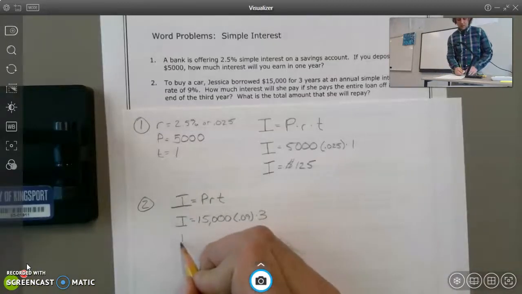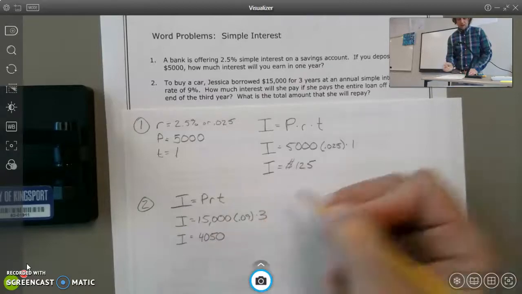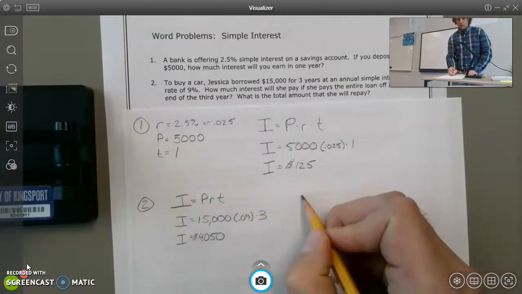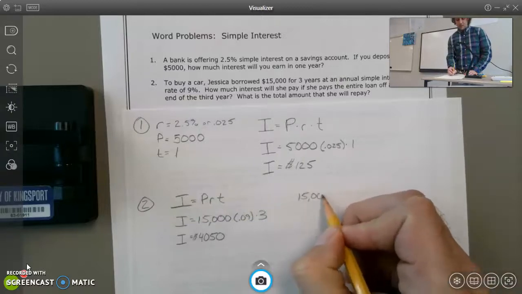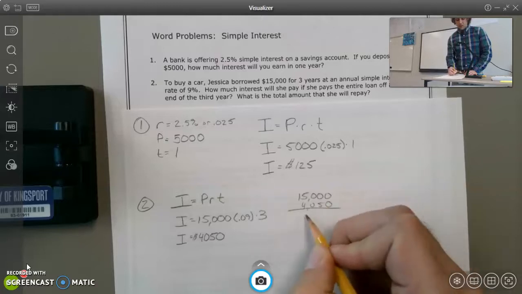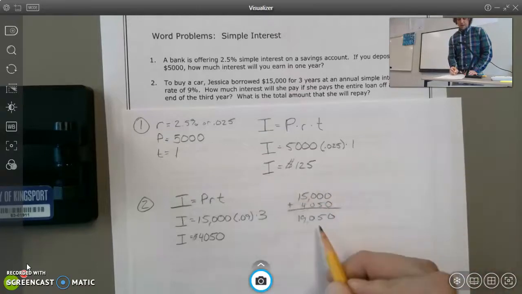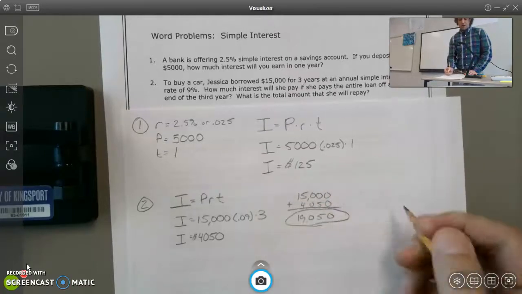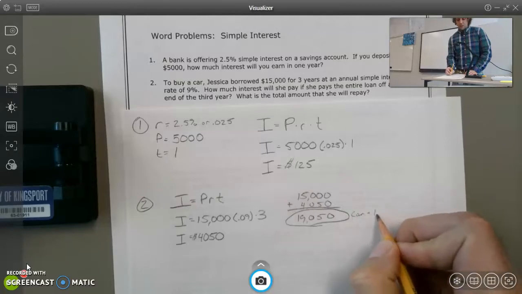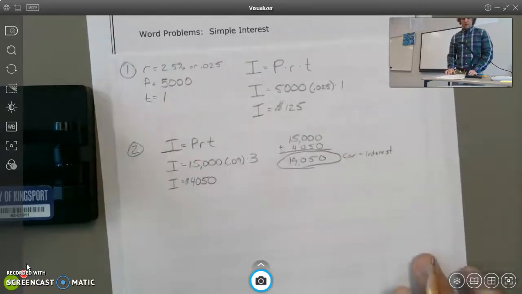She is going to owe $4,050 interest, which means her total price is going to be $15,000, her initial price, plus the interest, and she would owe $19,050. That's how much she paid in total for her car. That is the car plus interest. That answers the second question. All right, number 3.